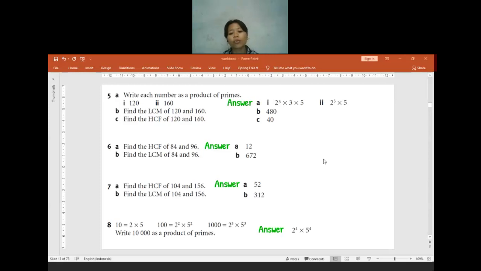Okay, I will continue to question 8. 10 is equal to 2 times 5. 100 will be 2 to the power of 2 times 5 to the power of 2. 1000 is 2 to the power of 3 times 5 to the power of 3. Now we have to write 10,000 as a product of primes. There are two ways to do it. You can make its factor tree and then count how many 2s and how many 5s there are. Then you can write it as 2 to the power of 4 times 5 to the power of 4, because in your factor tree, you will get 4 twos and 4 fives.